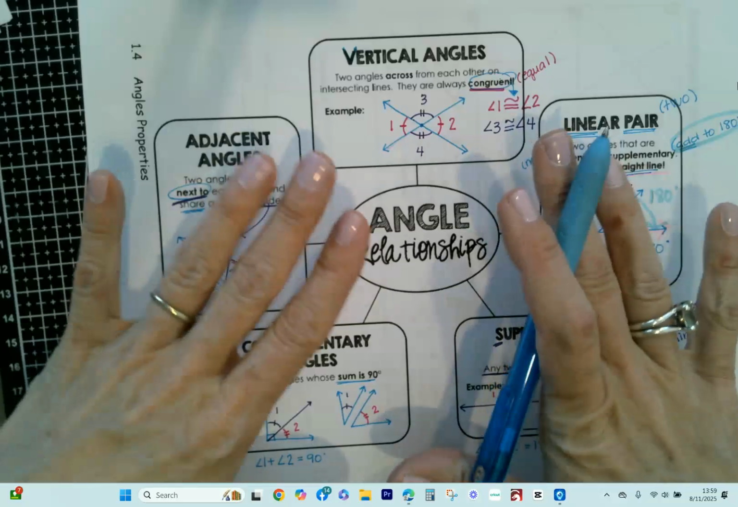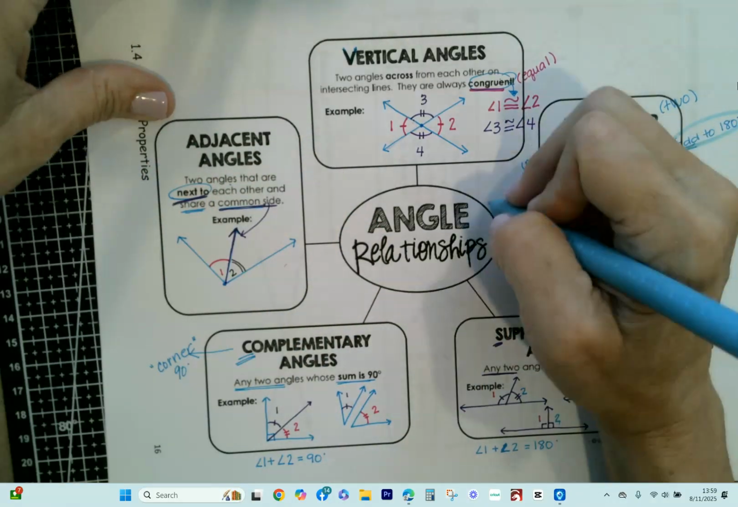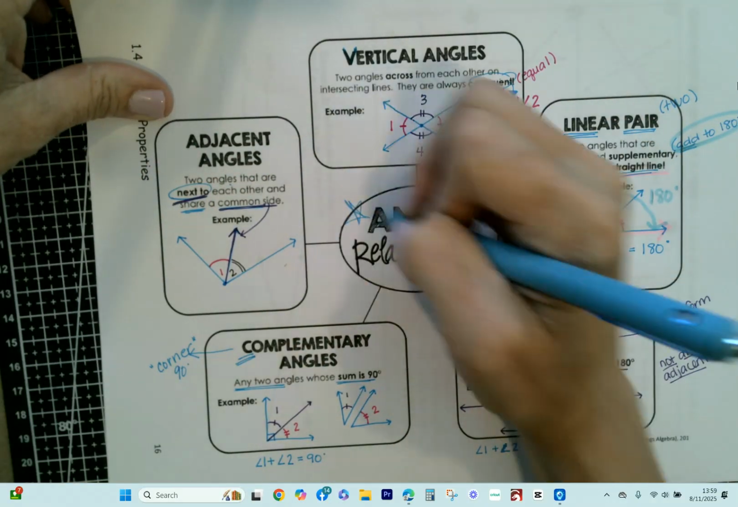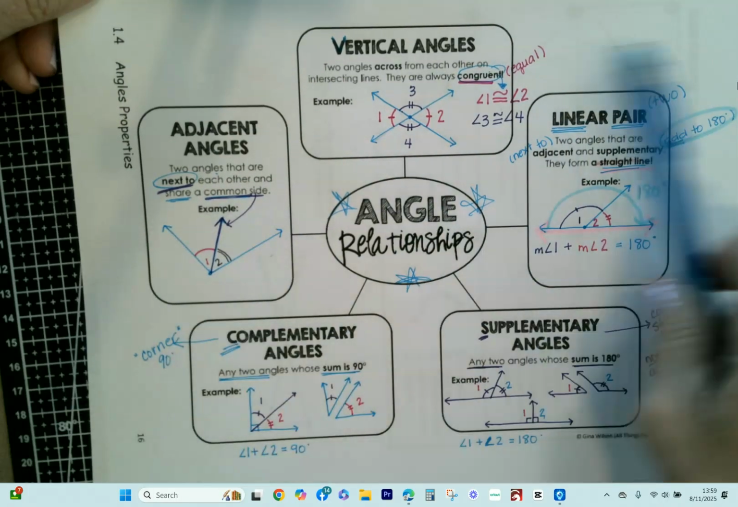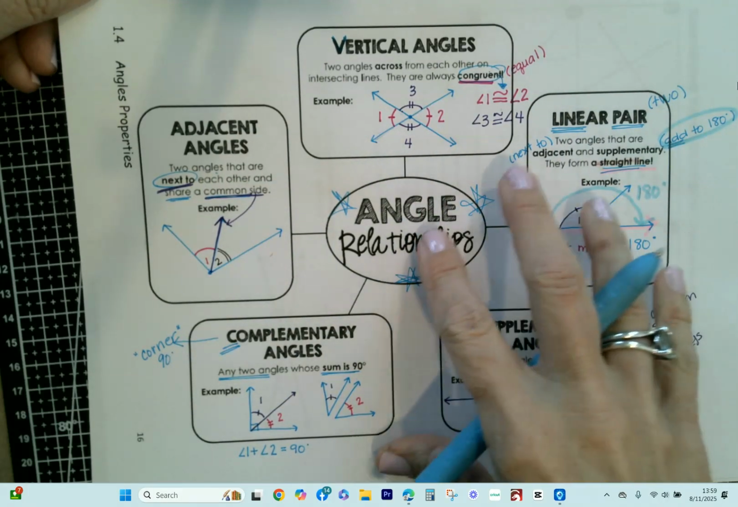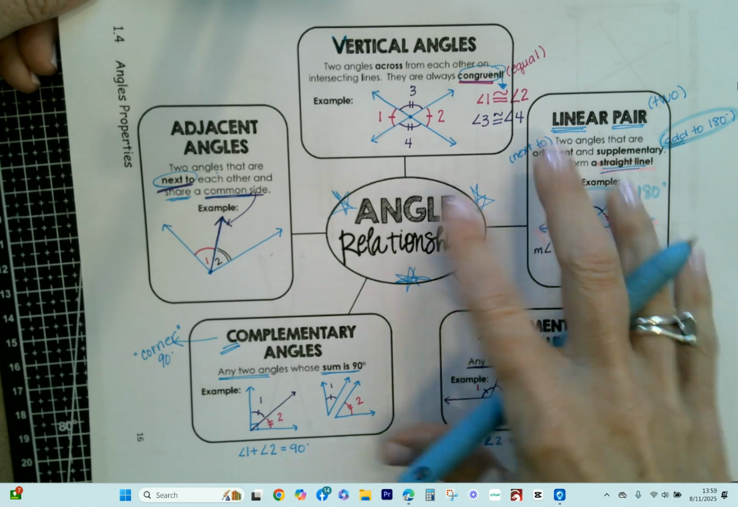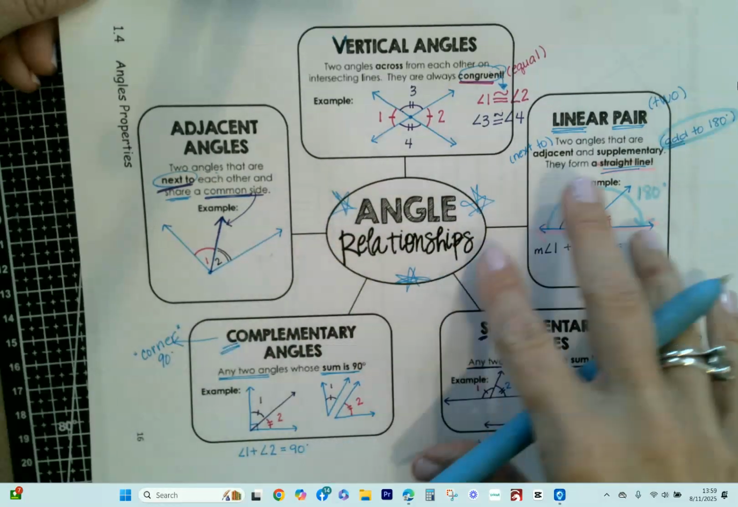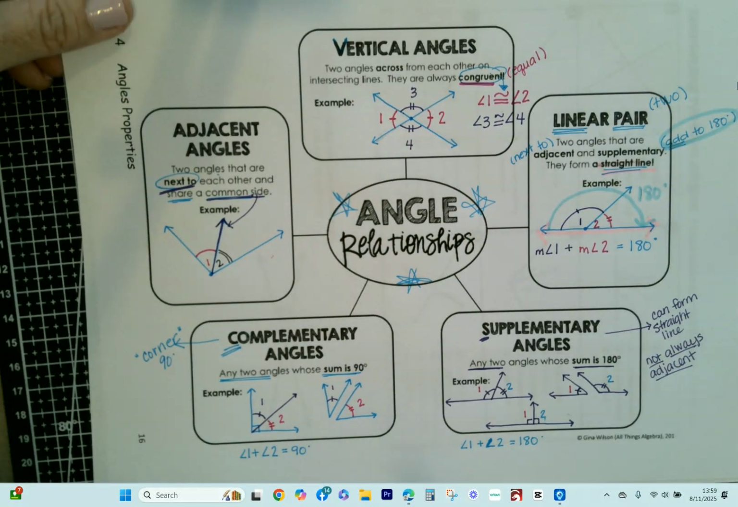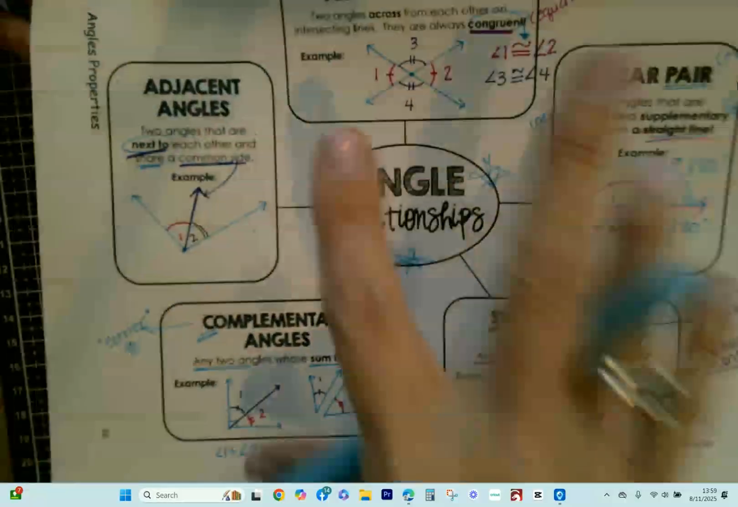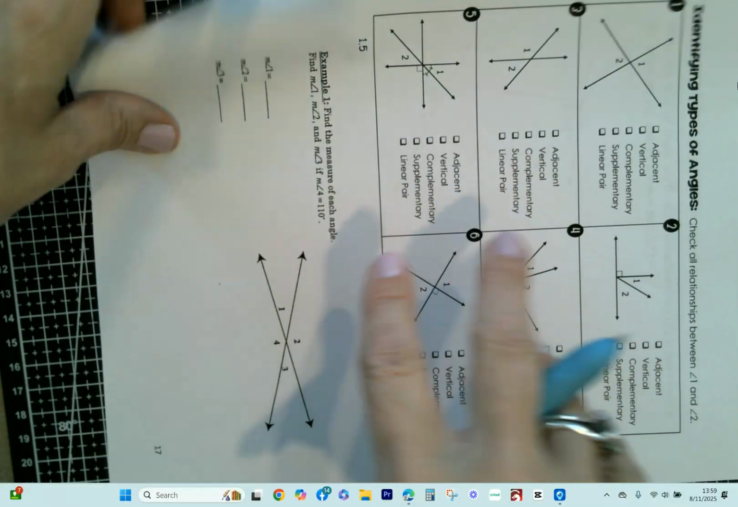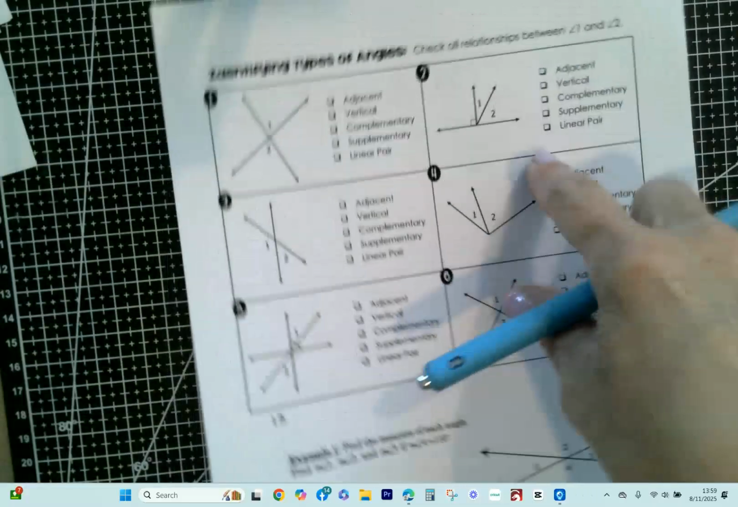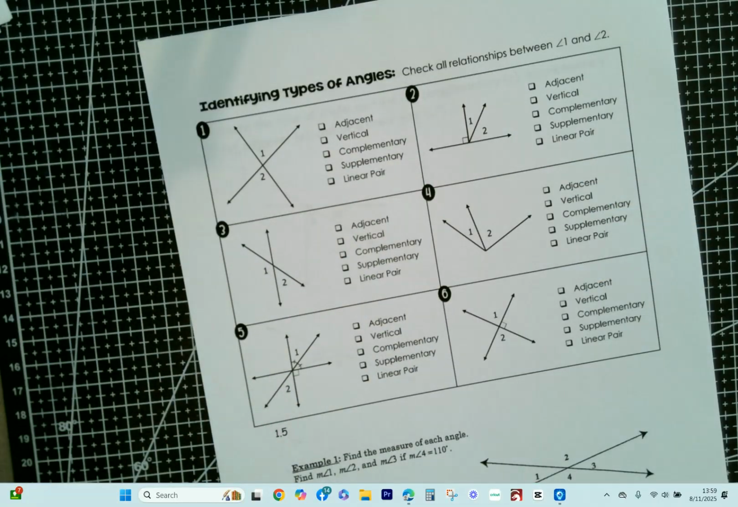It is really important that you learn these angle relationships. I would not throw this away, just like your vocab in unit 1.1. I would never get rid of this piece of paper right here. This is a really good reference. So let's set it off to the side. We're going to use that to talk about identifying our angles.